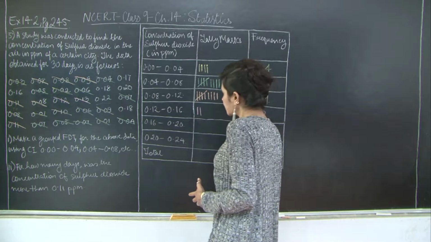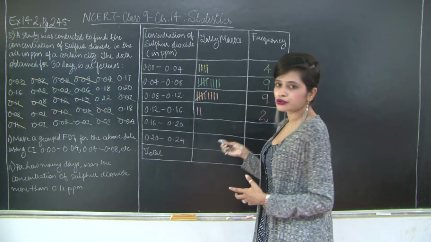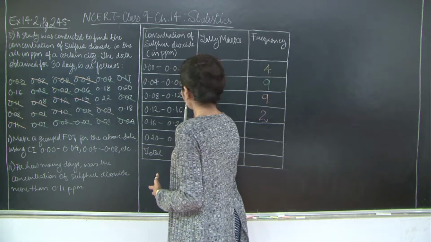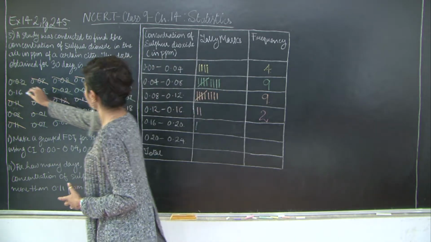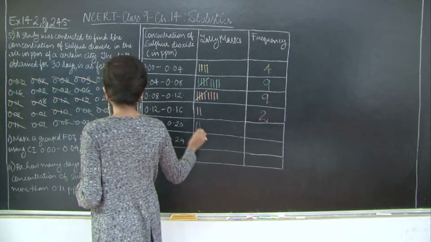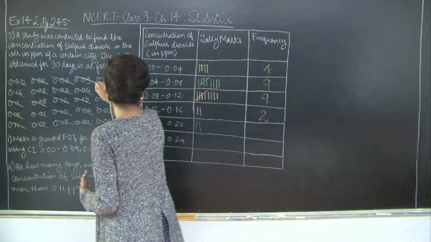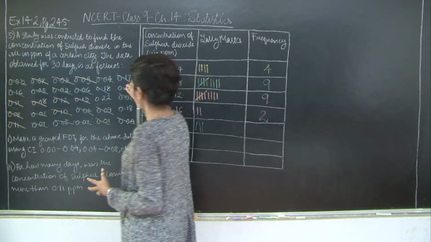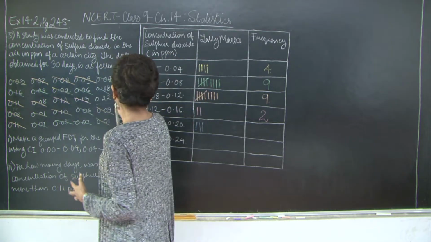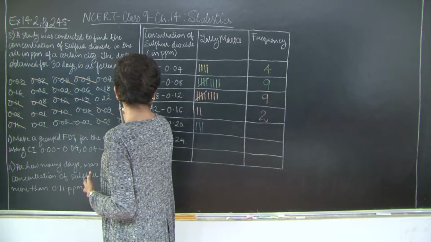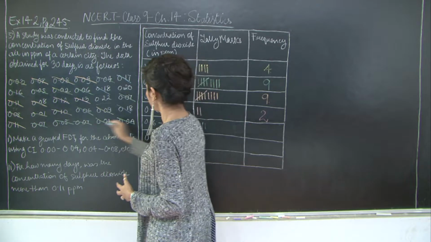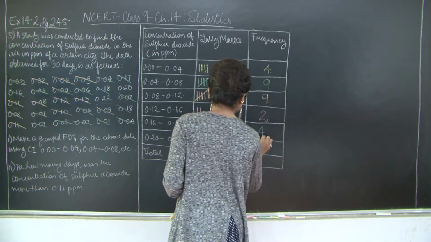Let's check the other category, 0.16 to 0.20. So in the first row we have 1, then 2, then 3. We are not taking this value because it will fall in the subsequent class. You have 4, nothing else. So this is 4.